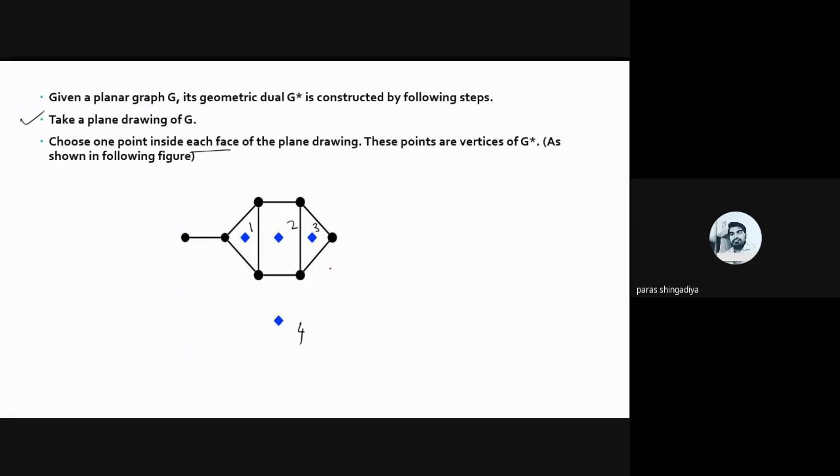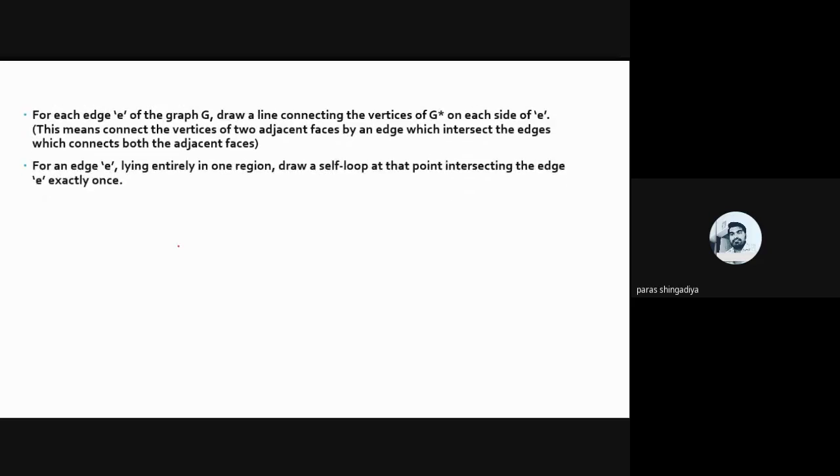Okay, so we placed one vertex in each. This blue point is known as a vertex of G star, and these points are the vertices of G star. Okay, these are 4 vertices, that is, vertices of the dual graph. Now you have to check adjacency. So in the next step, you have to check the adjacency relation: if two faces are adjacent by an edge, draw a line which intersects the same edge and connects both adjacent faces. So check these two faces and connect these two vertices. Okay, that is 1, 2, 3, and 4.